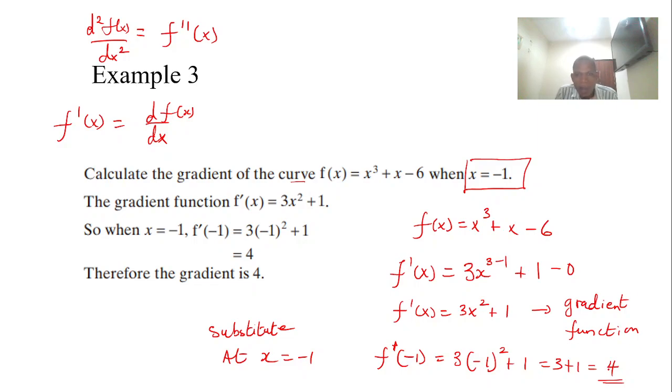All right, so the steps are easy. The first thing you find is the gradient function, which is f prime of x. Then you substitute the value of x at that point into your gradient function. That gives you the final answer.